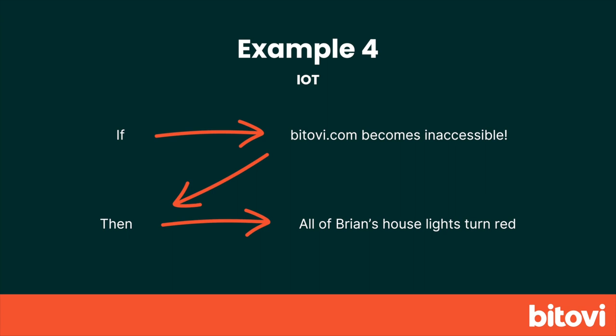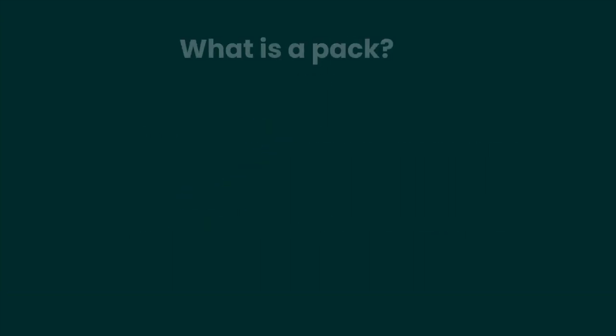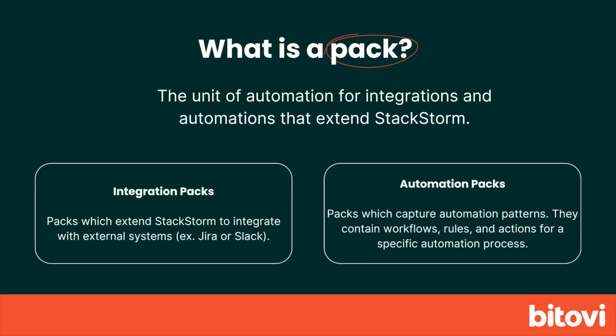And he knows that batobi.com has become inaccessible. And so really what I'm trying to get at is that if a sensor is detected, then we are going to look at a rule. And if the rule matches, we are going to do an action. What is a pack? A pack in StackStorm is a unit of automation or integrations.